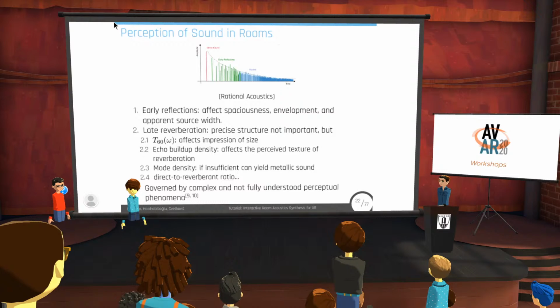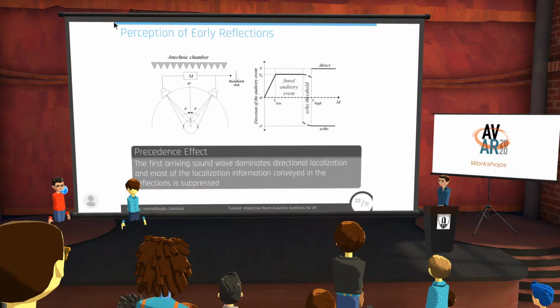Now, here are some of the important psychoacoustical phenomena which are related to the perception of sound in rooms. Most fundamental of these is the precedence effect, where the auditory system assigns a higher weight to the first arriving sound source. In the classical precedence effect experiment, a broadband click is presented from the left loudspeaker or the right loudspeaker, depending on how you're carrying out the experiment, and a delayed copy is presented from the other loudspeaker. The applied delay determines the perceived direction of the sound source.